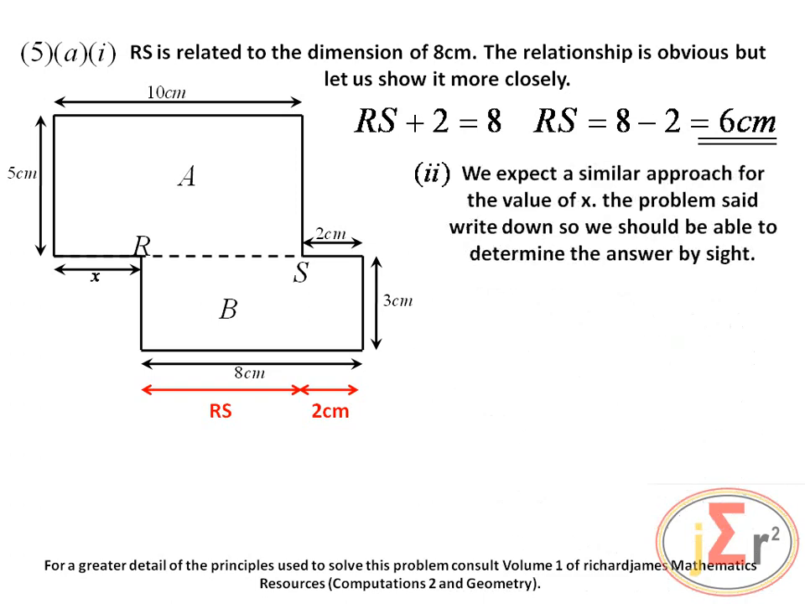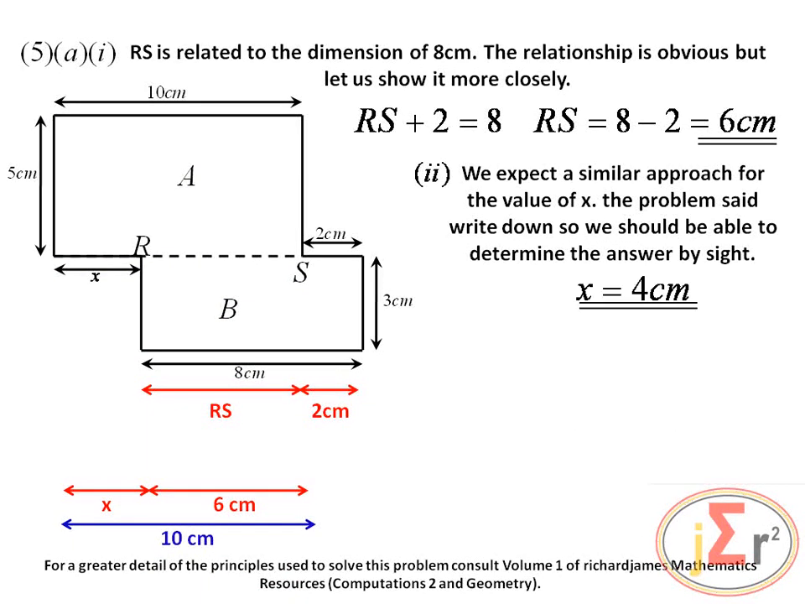And of course, the next one says, write down the value of X. The problem said write down, so we should be able to determine the answer by sight. So we should be able to just look at it and know. Say we have 10 here, and we have X here, and know that the 10 goes all the way across here, and this goes all the way across here. And because we know the length of RS already to be 6 centimeters, we have no problem figuring out that X has to be 4. But let's see if we can cause it to just appear more obvious. Right. So the 10 and what we have there. So we have 6 there, and the rest is X, and the total is 10. So X is equal to 4 centimeters.